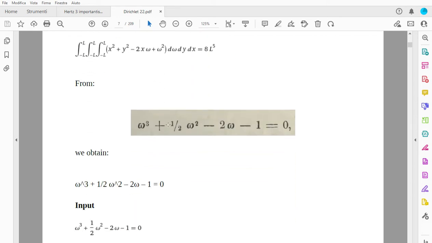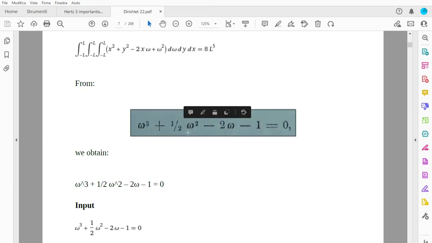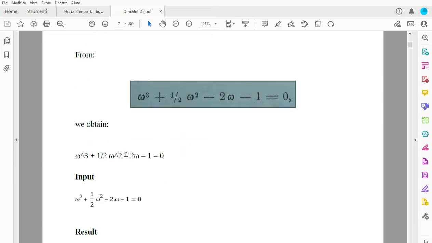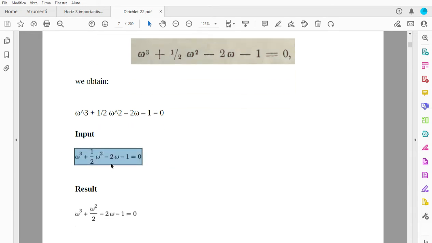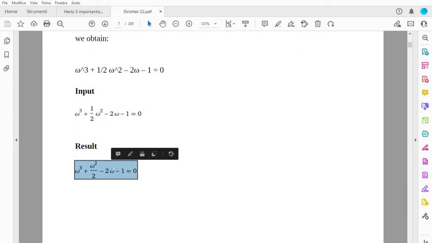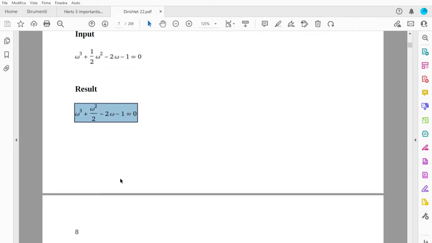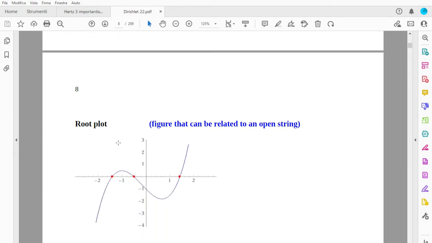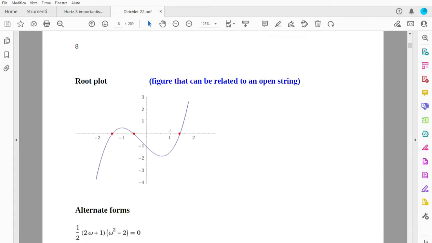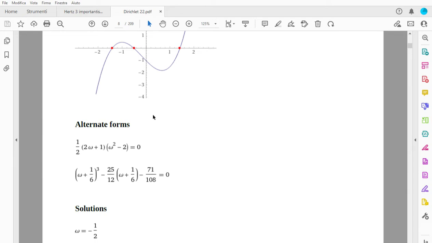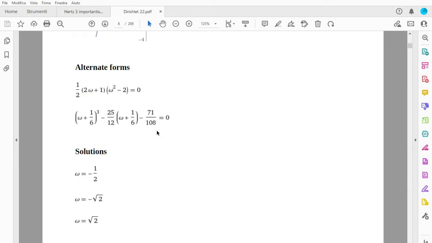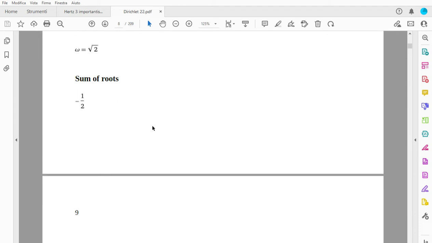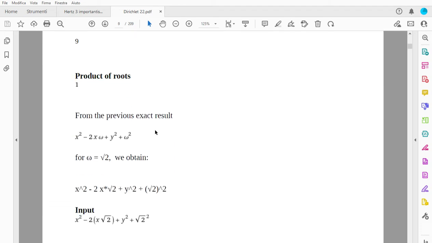Now, from this equation, we obtain, this is the initial data, this result. We see the root plot, a figure that can be related to an open string. Also here we note the alternate forms, the solution, sum of roots, the product of roots.